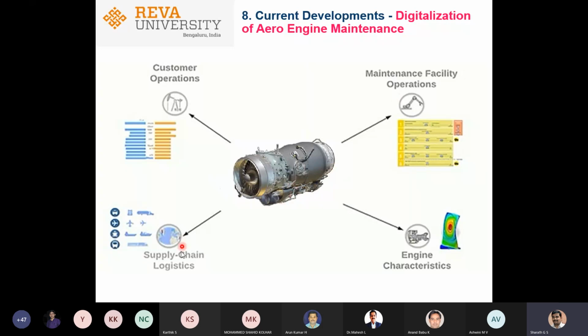It can be applied to supply chain logistics also. This is all extended learning enterprise, and as we all know, this is used for engine characteristics.